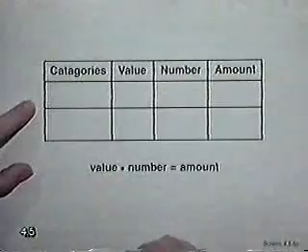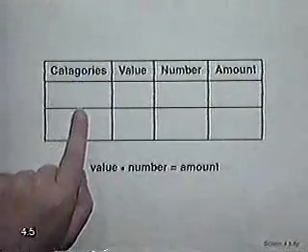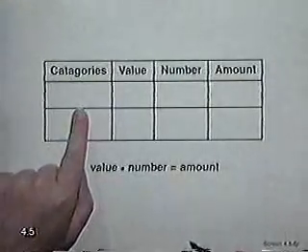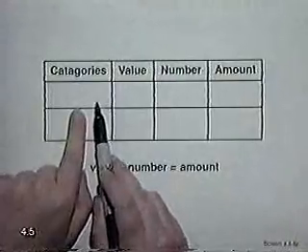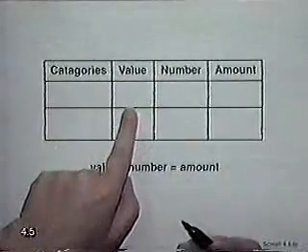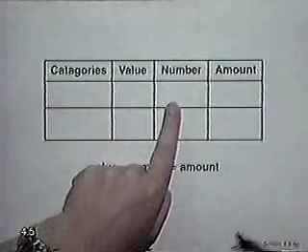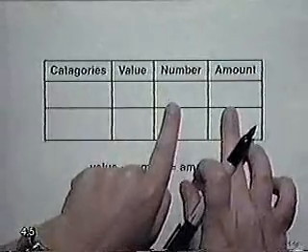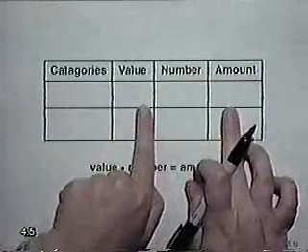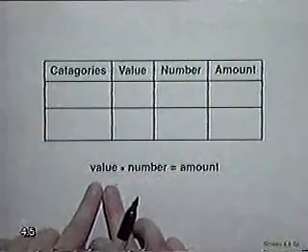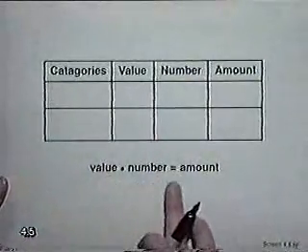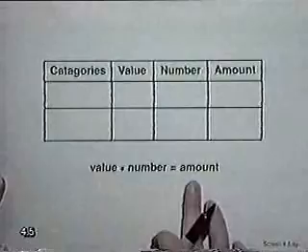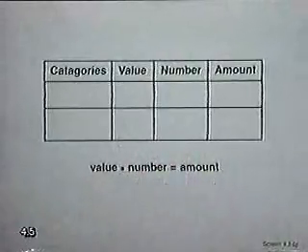So I'll do an example. Let's say that your category is movie tickets. So you have tickets for a particular movie. Value would be the cost of the ticket. Number would be how many you sold. And then the amount would be the total amount of money you made by selling all those tickets. And we have the equation value times number equals amount. Okay, so this is the table that we'll be using, and let's try an example.